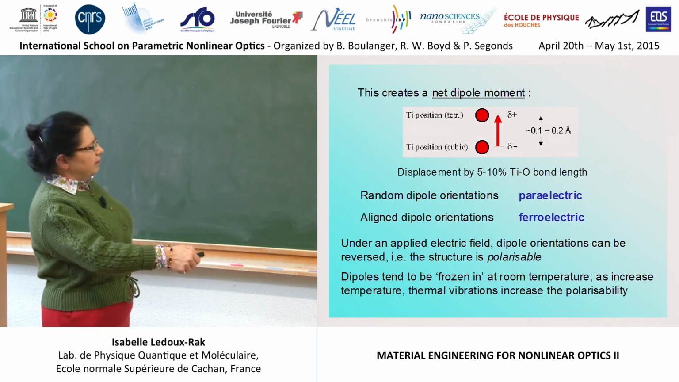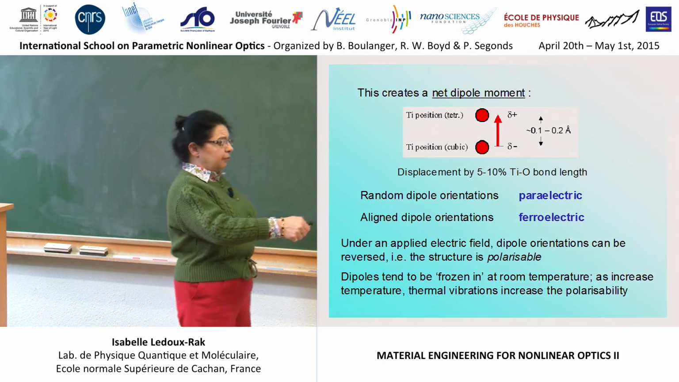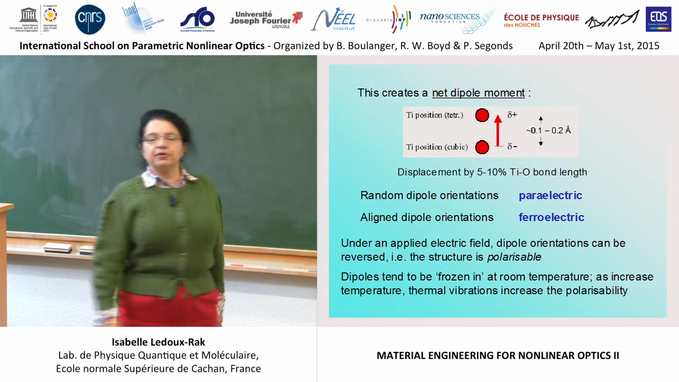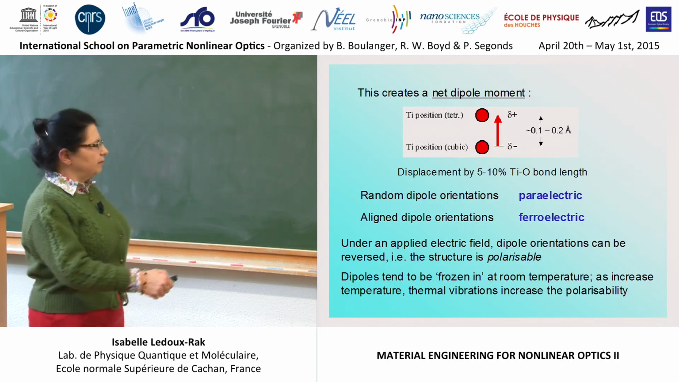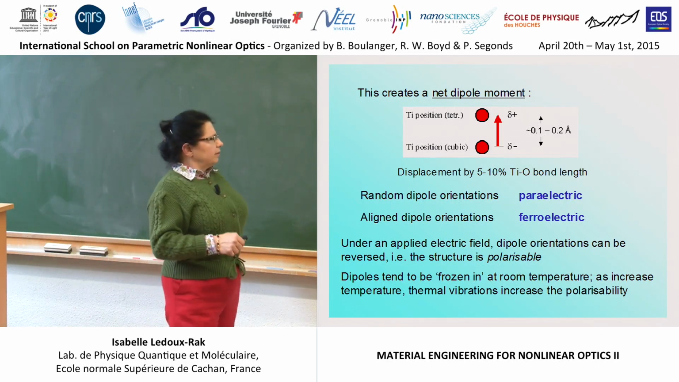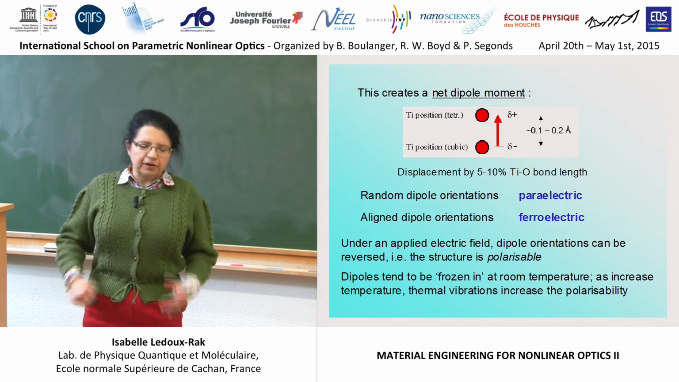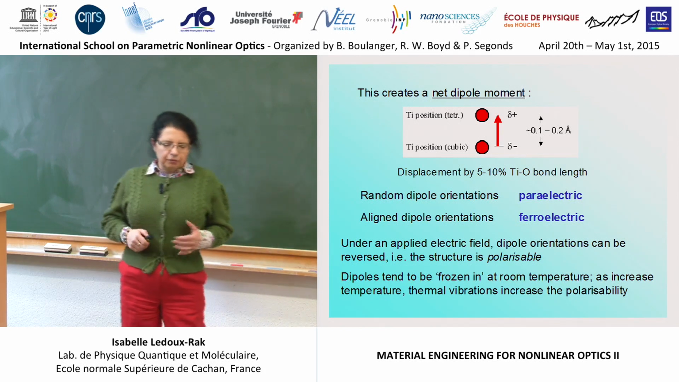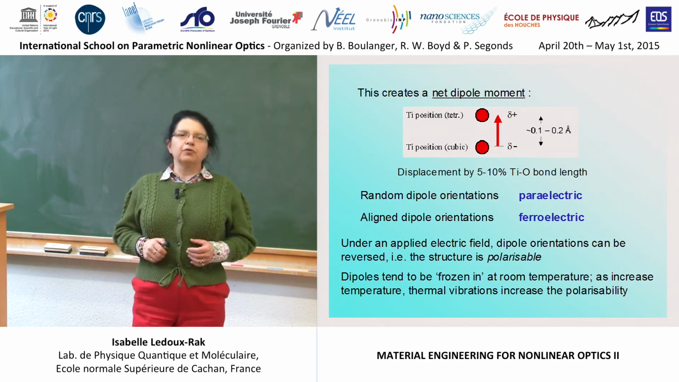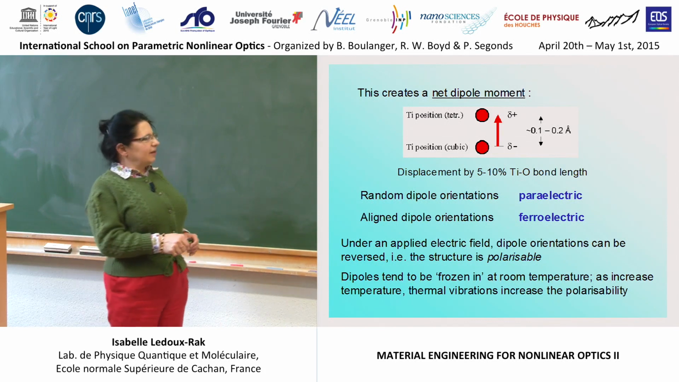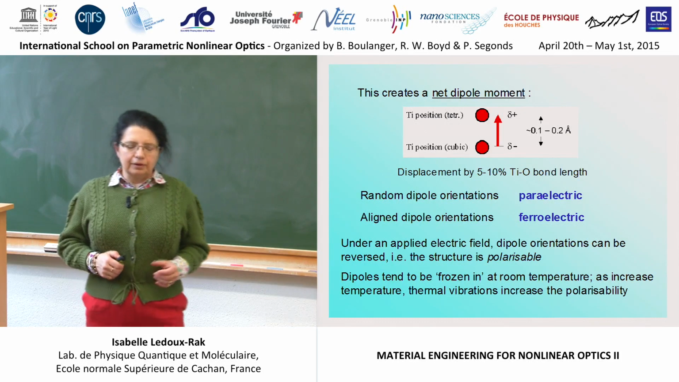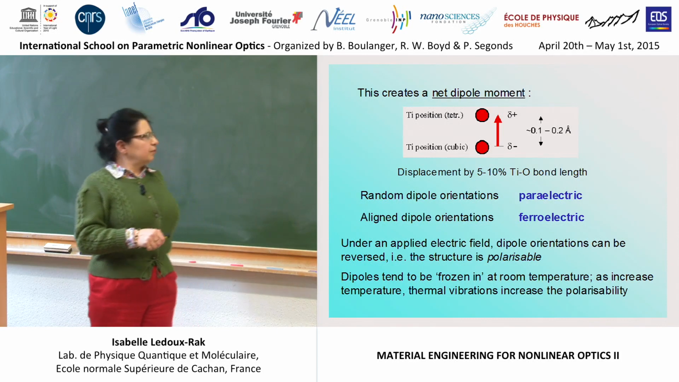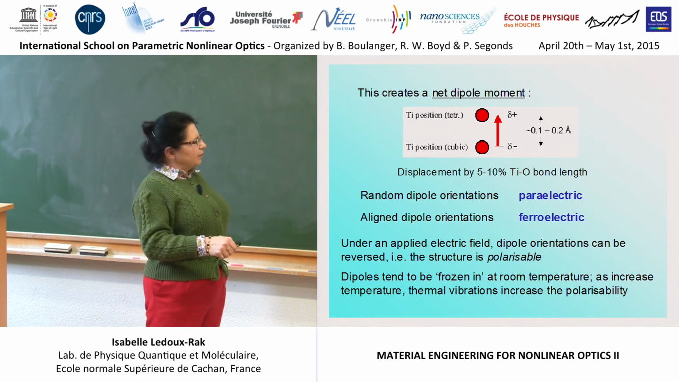This is the result here, and the displacement is relatively strong for titanate. It can reach almost 10% of the titanium-oxygen bond length, which is relatively important. These crystals form a set of domains because of ferroelectricity, with very strong dipole moments for small domains, and they have a tendency, as any set of dipoles, to align in a random fashion. If we don't do anything to the crystal, this results in random dipole orientation.